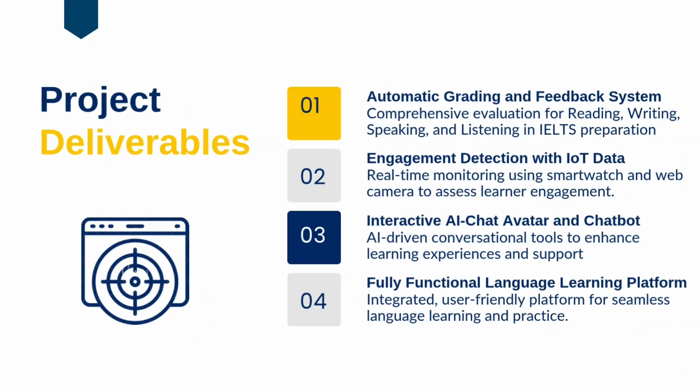Moving on to our project deliverables. First, we've developed an automatic grading and feedback system. It evaluates reading, writing, speaking, and listening skills, especially useful for IELTS learners. Second, we use IoT data, like smartwatches and webcams, to detect and track learner engagement in real time. Third, we've created an interactive AI avatar and chatbot, giving learners a conversational way to practice and learn. And last, we're delivering a complete language learning platform, designed to be powerful, personalized, and easy to use.